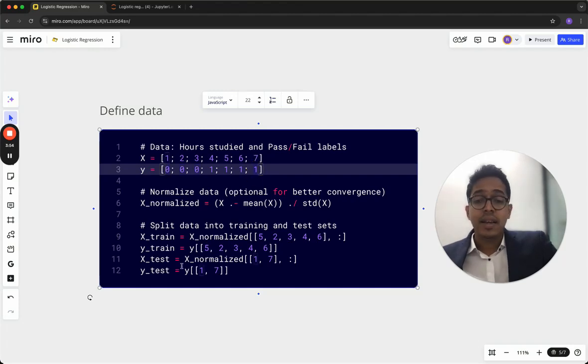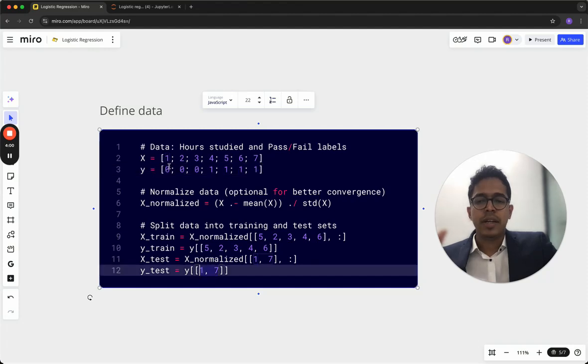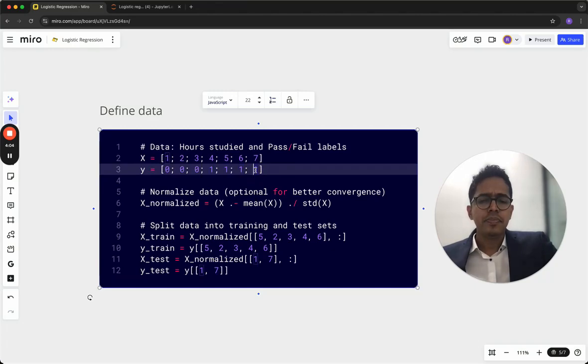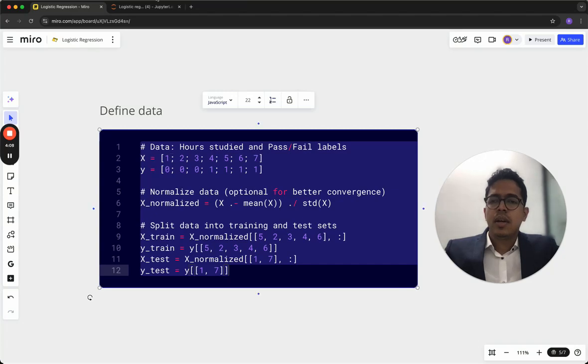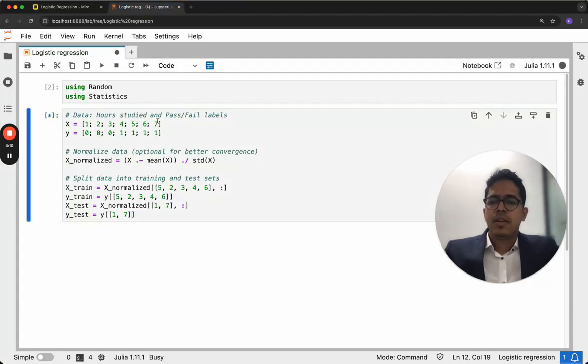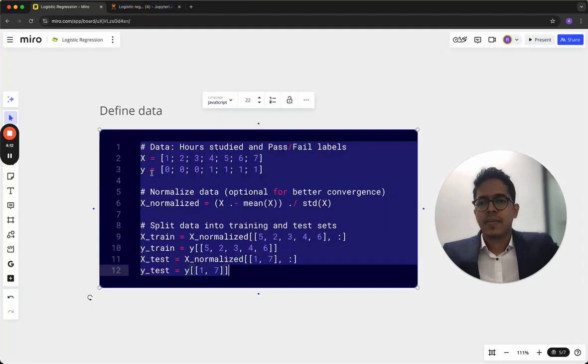So ideally, in the testing, the prediction should be something like 0, 1. Because corresponding to 1, it should predict 0, and corresponding to 7, it should predict 1. And let's see if this will happen or not. So I'll copy this code and paste it here. So this will define the data set.